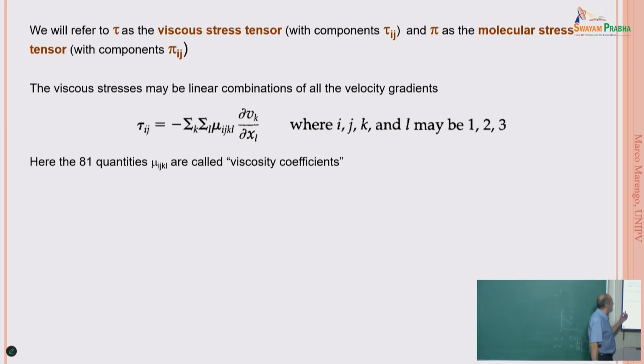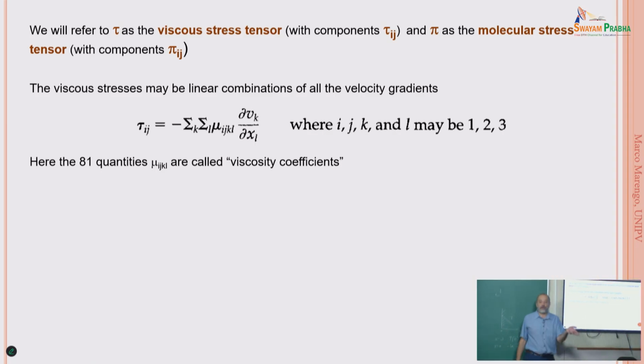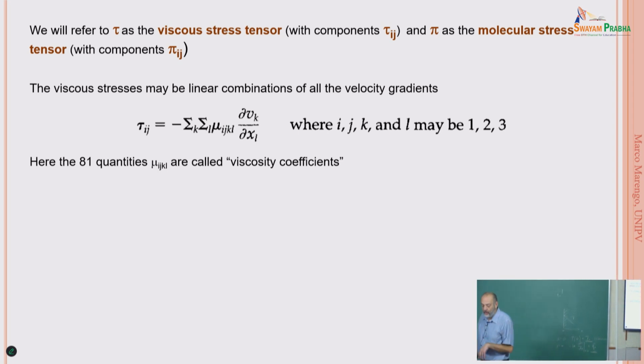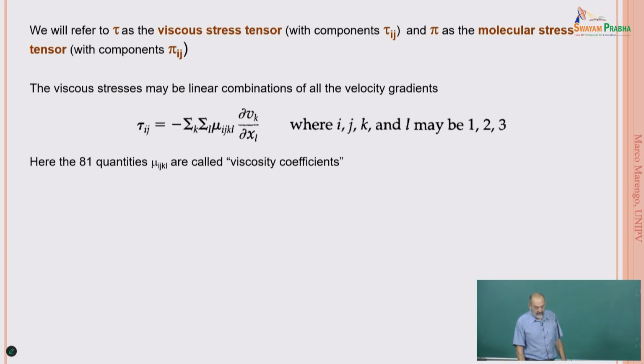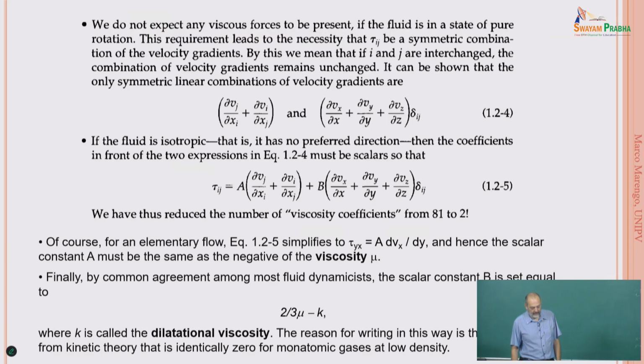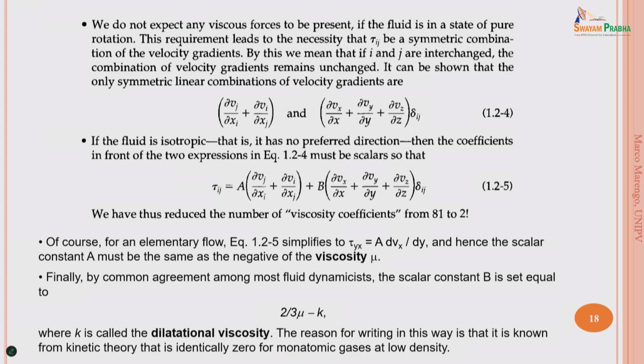The point is that since we have three directions, three components, and so on, we are going to have 81 components. 81. So the things are becoming very complex. 81 components to consider. And they are called velocity coefficients. So we can try to simplify the 81 components.